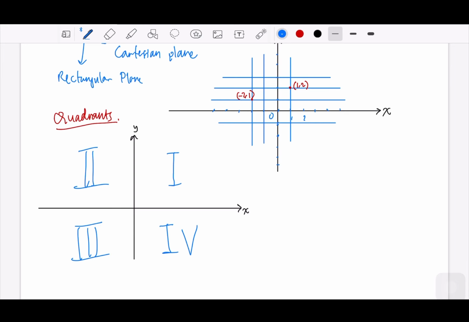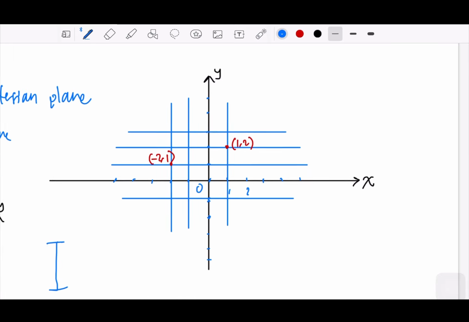You will know why we name these quadrants counterclockwise, because it will relate to the polar coordinates that we are going to learn later on, maybe after several chapters, okay?